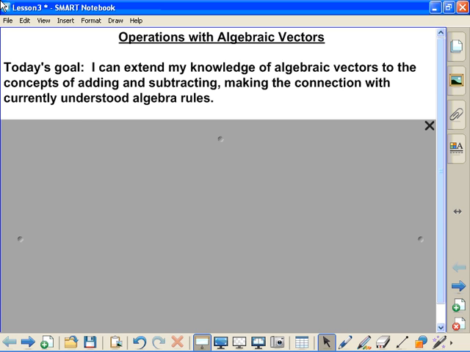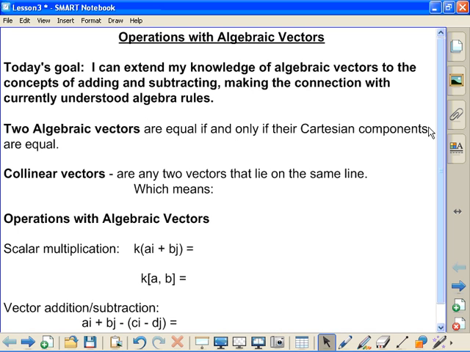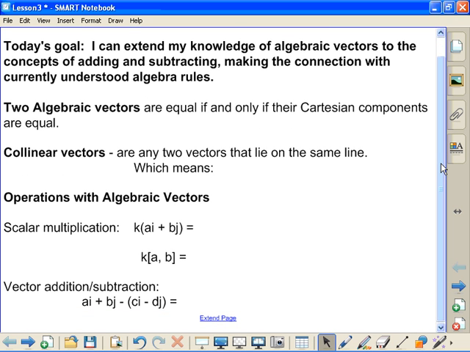So you're going to take what we talked about yesterday, the forms of our vectors, the unit vector form and the coordinate vector form. We're now going to add adding and subtracting into it, and we're going to follow the algebra rules. By the time you get through the lesson and do some of the homework, you should be able to handle or be successful with that goal. So here we go. Two algebraic vectors are equal if and only if their Cartesian components are equal.